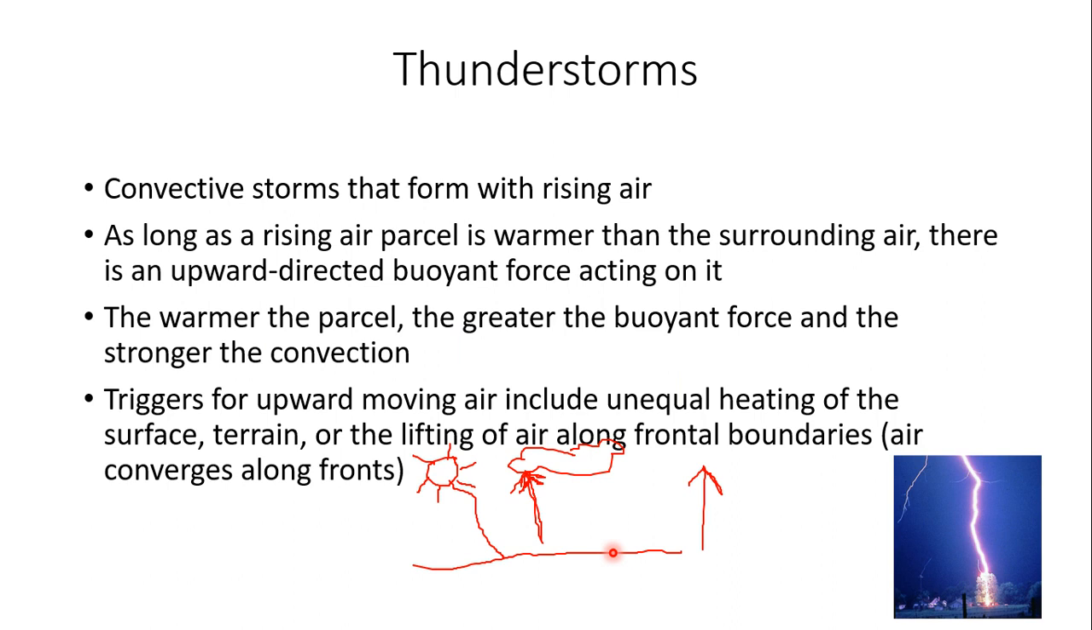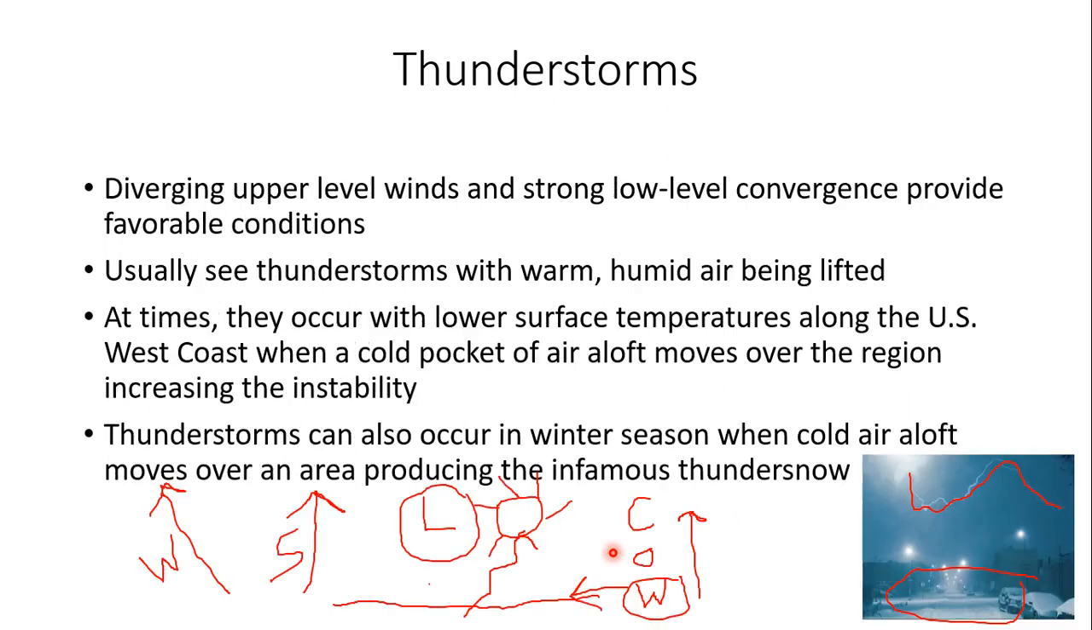Triggers for this type of upward moving air, or convection in the vertical, include unequal heating of the surface. Terrain can also result in these air mass thunderstorms developing on a hot summer day, or the lifting of air along frontal boundaries.